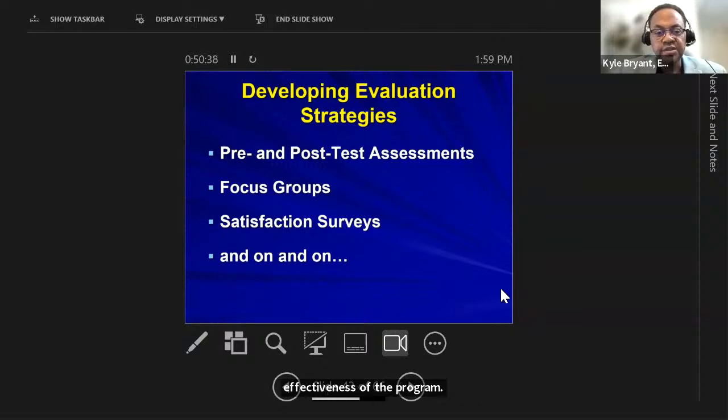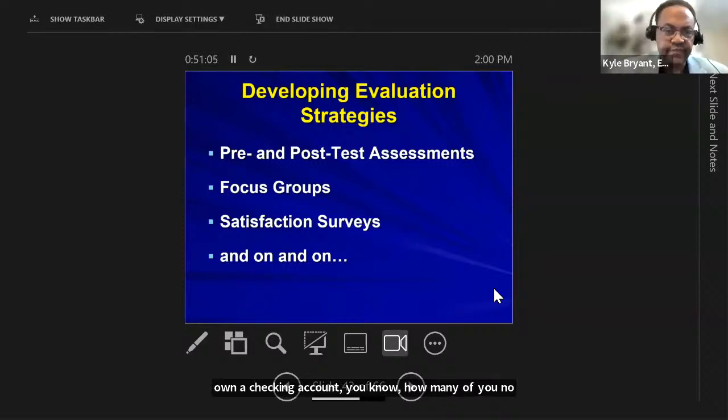In developing an evaluation strategy, you might choose to do things like a pre and post test assessment. In other words, you want to find out what your cohort of after school program students know about, say, financial literacy. So you might give them a pre-test on financial literacy. Like, how many of you own a checking account? How many of you know anything about financial literacy? Based on the results of that test, they might know nothing whatsoever. Then at the end of that program, give them the test again, and they should have significantly improved by what you've taught them. So that's pre and post test assessments.